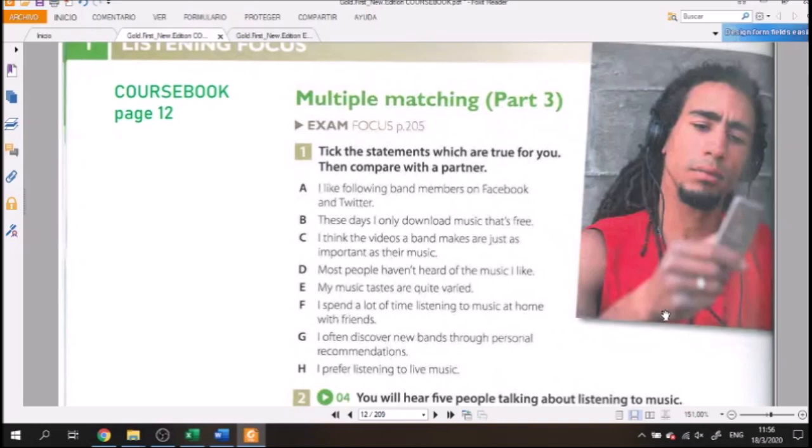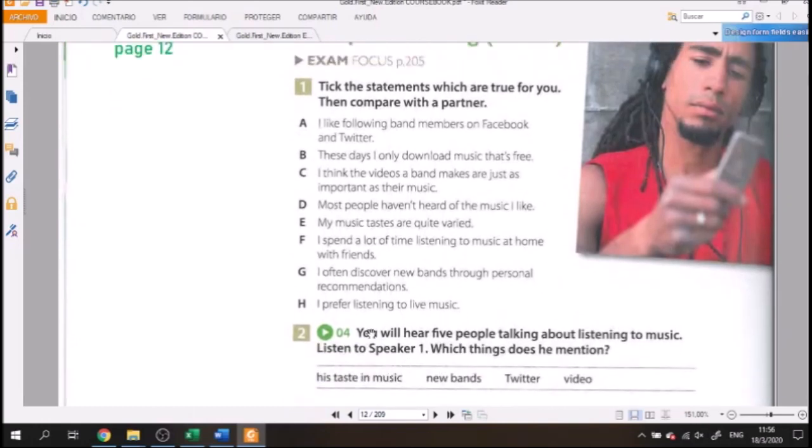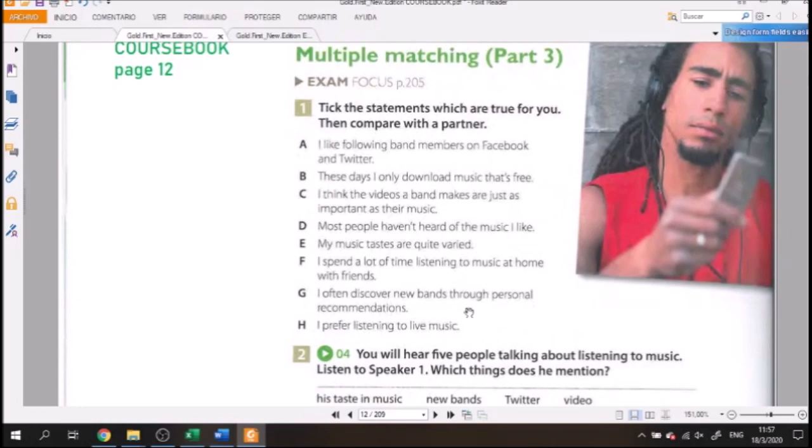Well, I hope not nowadays, right? G. I often discover new bands through personal recommendations. What about that? H. I prefer listening to live music. Good. I'm going to point something out. I prefer listening. ING. Prefer ING. Bear that in mind. Prefer plus ING form. What about that one? Do you like live music?